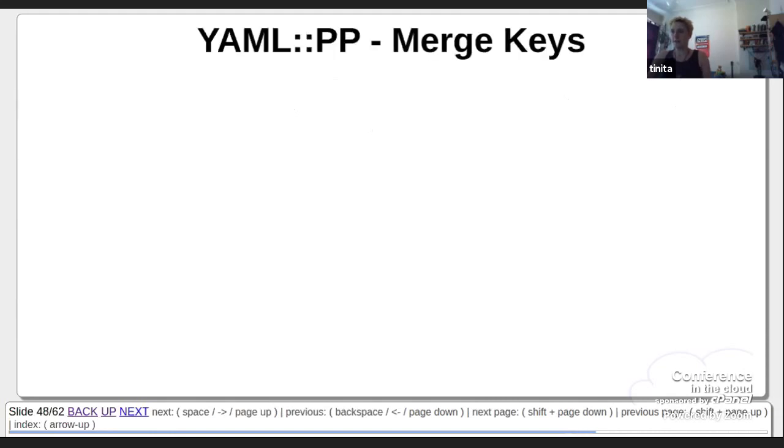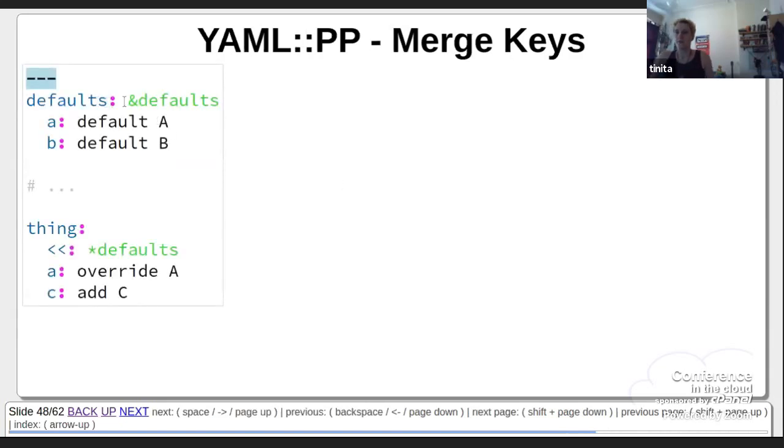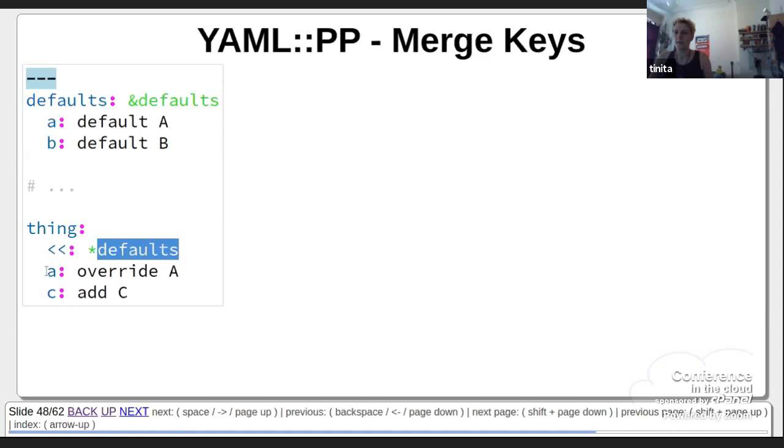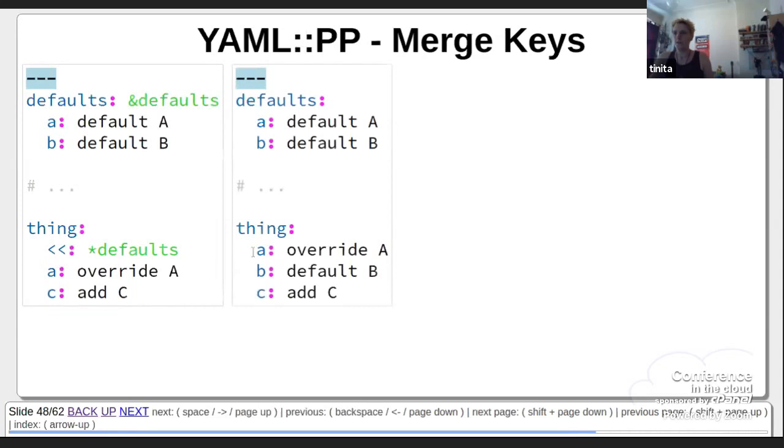So what does this mean, YAML merge keys? No Perl YAML module implements this yet, except YAML PP. I mentioned aliases and anchors before, but this is something on top. So you have a default hash, and here you can reuse this, but you can override values and also add values. So this would be the result, and you can find it everywhere. People are using this a lot, and it's very handy.